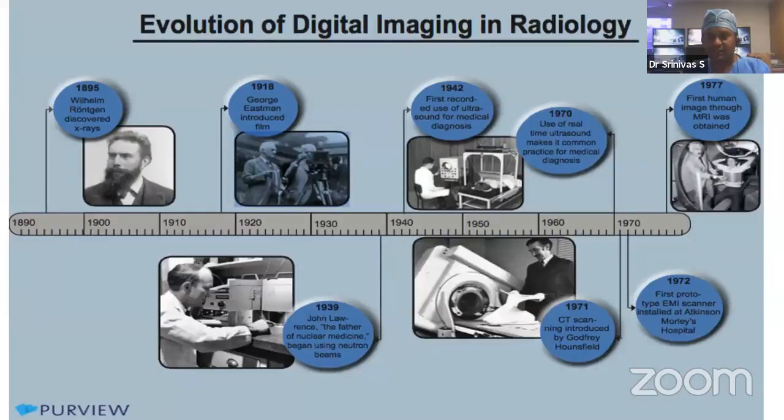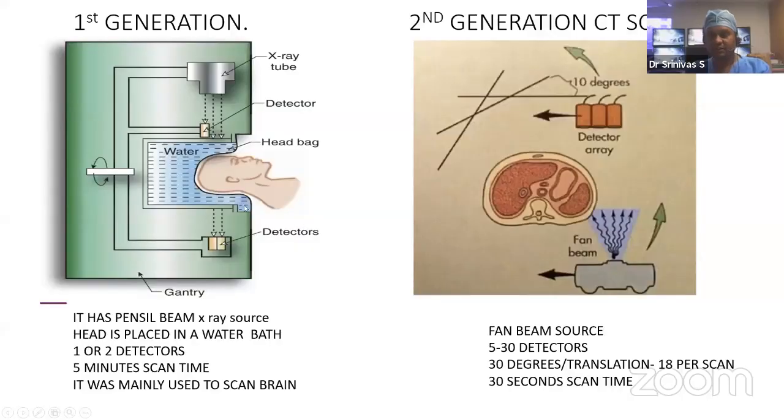MRI. Since 1971, when the CT scan was introduced, it has changed dramatically, and it has evolved into 5 generations. First generation had a pencil beam X-ray source, and the head is placed in a water bath. 1 to 2 detectors were present, and the scan time was 5 minutes. It was mainly used for scanning of the brain. You can see here that the patient's head was introduced into a water bath so that the X-rays would not disperse, and the detector would detect the X-rays and the films, and we would get a CT scan.